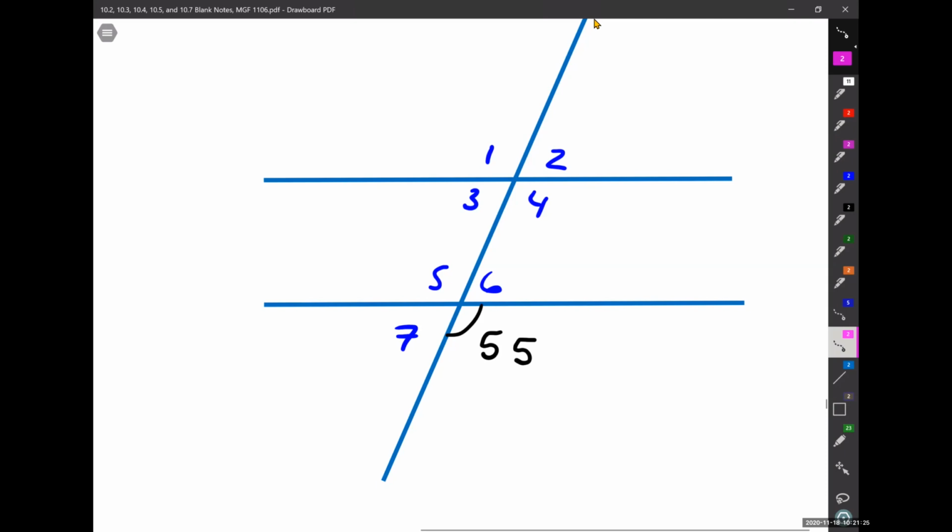Correct, Jordan, for 1, 4, and 5. Give everybody one more minute to think of this on their own, and then we'll discuss. Correct, Jordan, for 2, 3, 6, 7.